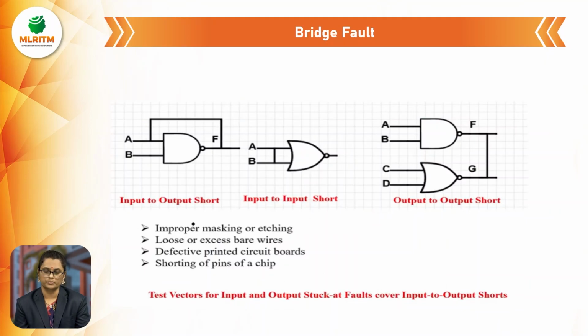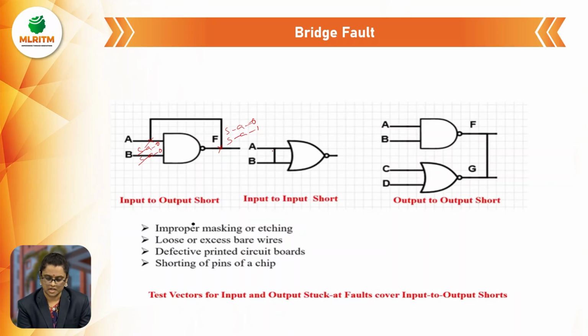And then coming to the bridge faults. A bridge fault is nothing but input to output short, input to input short, or output to output short. So these 3 are the possibilities of the bridge fault. Here, in the input to output path, if A is stuck at 0 or stuck at 1, automatically F is also stuck at 0 and stuck at 1. So there is no need to take an extra path.